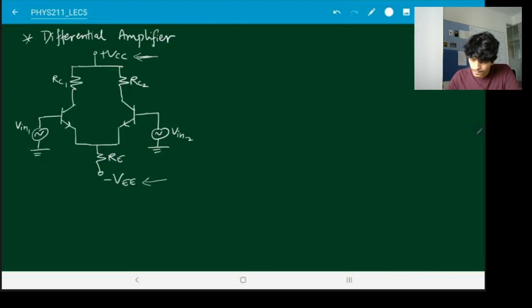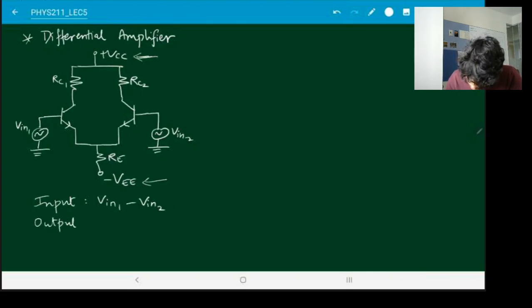Now, for this kind of amplifier, as the name suggests, it's a differential amplifier. So we want to look at some difference. So the input over here is Vin1 minus Vin2. The output over here, so here are the two collectors. So this is the potential at the collector of the first. This is the potential at the collector of the second. And it's across these two that I am going to take the output.